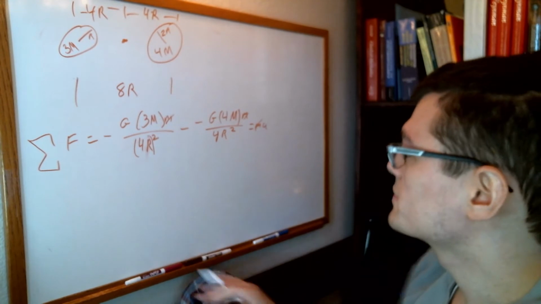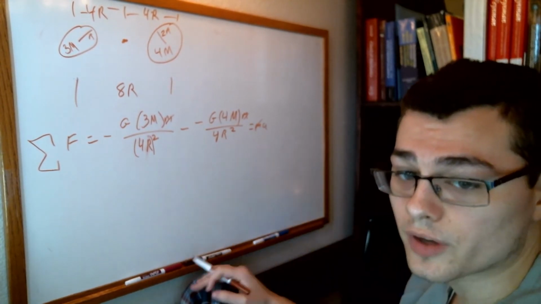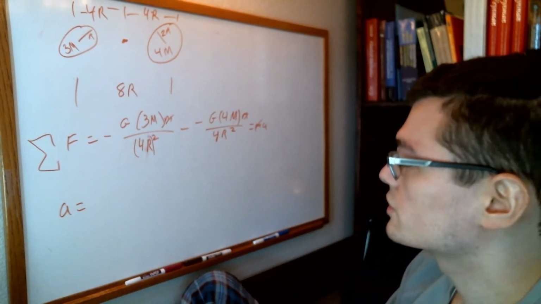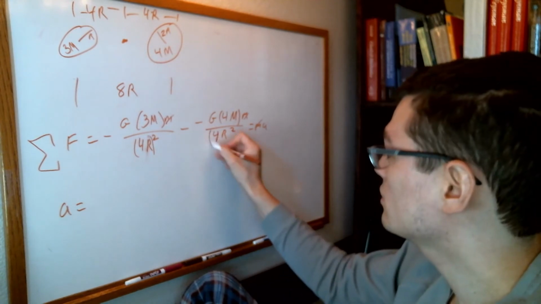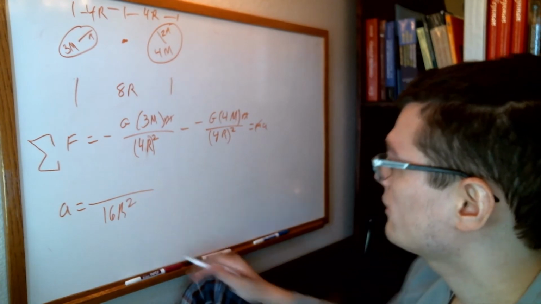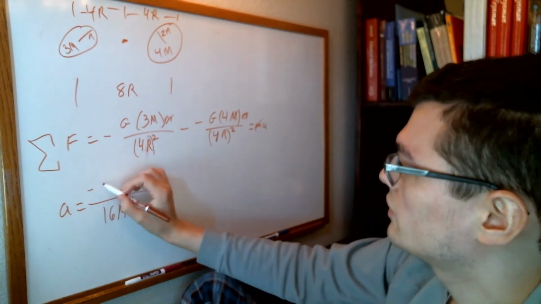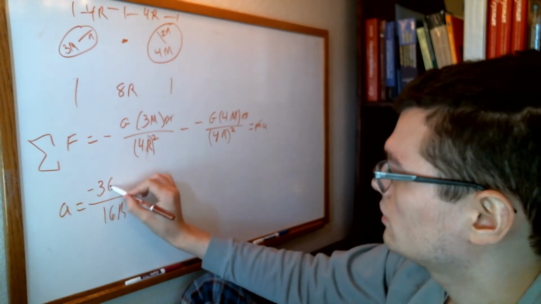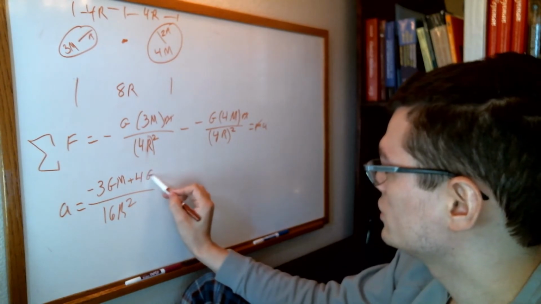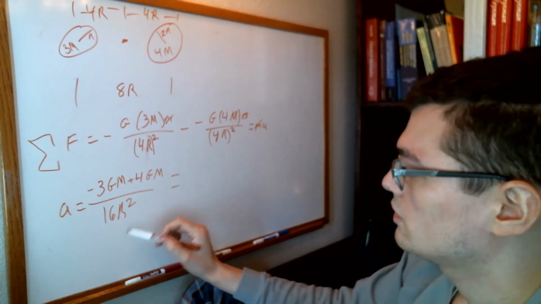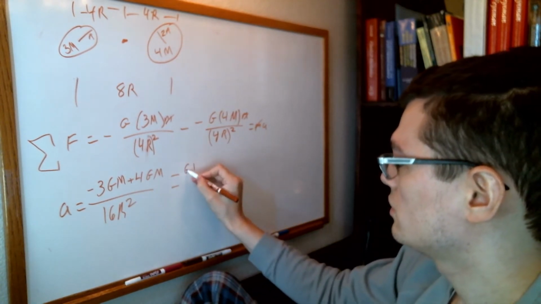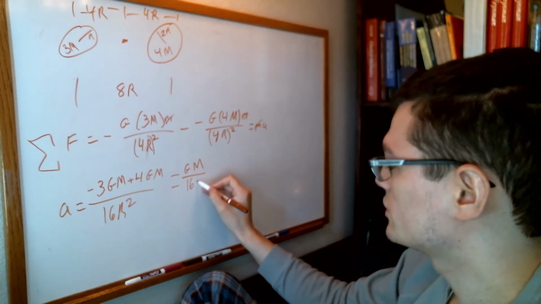Since we have common terms between each of the two planets, we can simplify this down to a very, very easy expression. First things first, we're going to have a 16r squared on the bottom here. So that's going to be a common factor between the two. And then we have negative 3GM over here plus 4GM over here. So then you just combine like terms and you get that this is going to be equal to GM over 16r squared.